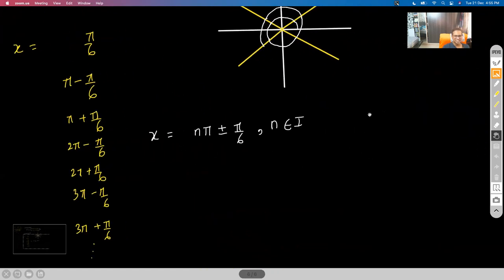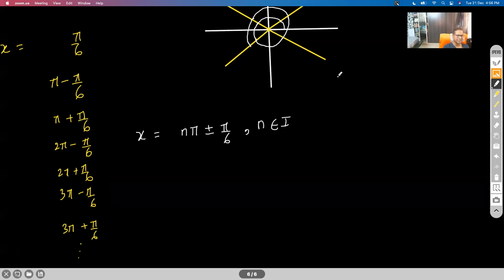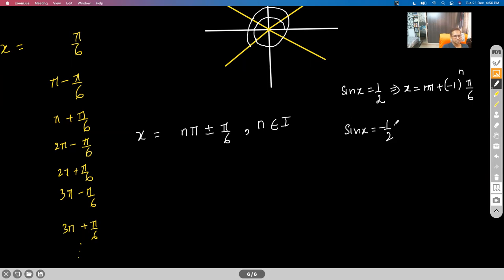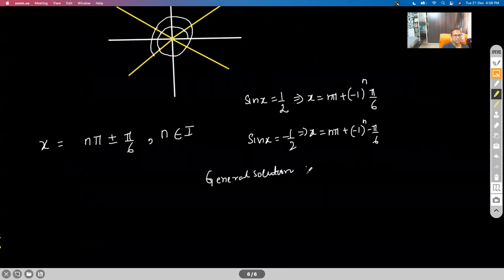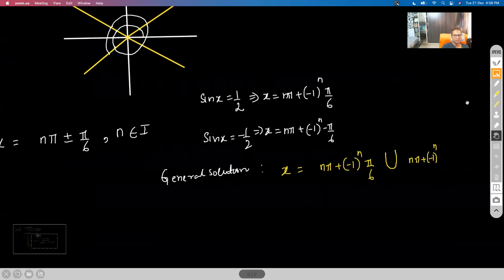Okay, now, many people ask me this question, and I think the same would be running in your mind as well. Why don't we solve this equation, or why don't we write the general solution for this equation, which happens to be x equal to n pi plus minus 1 to the power n pi by 6? And why don't we write the general solution for this equation, which is n pi plus minus 1 to the power n minus pi by 6? And why don't we take the union of those two solutions? That means x is equal to n pi plus minus 1 to the power n pi by 6 union with n pi plus minus 1 to the power n minus pi by 6.